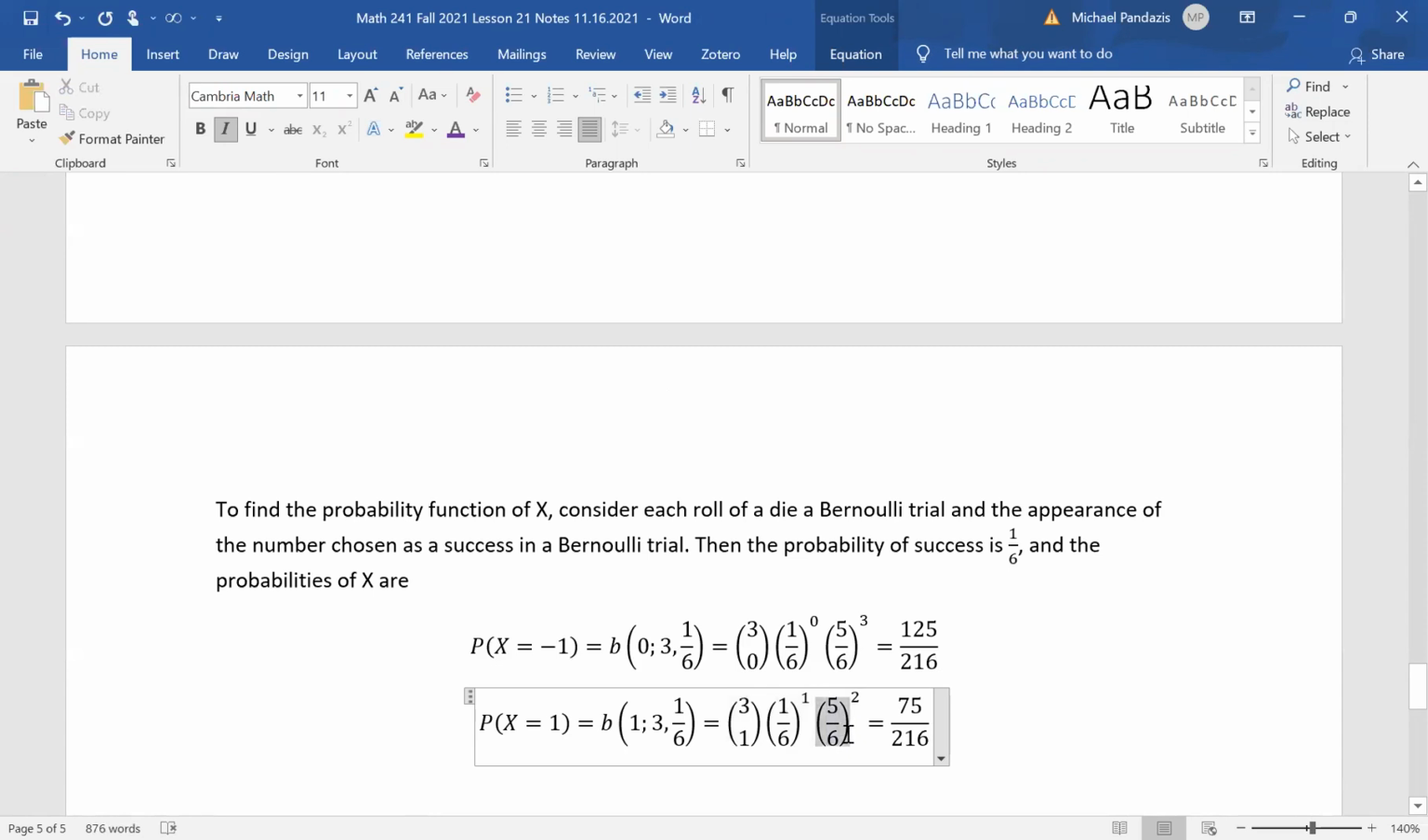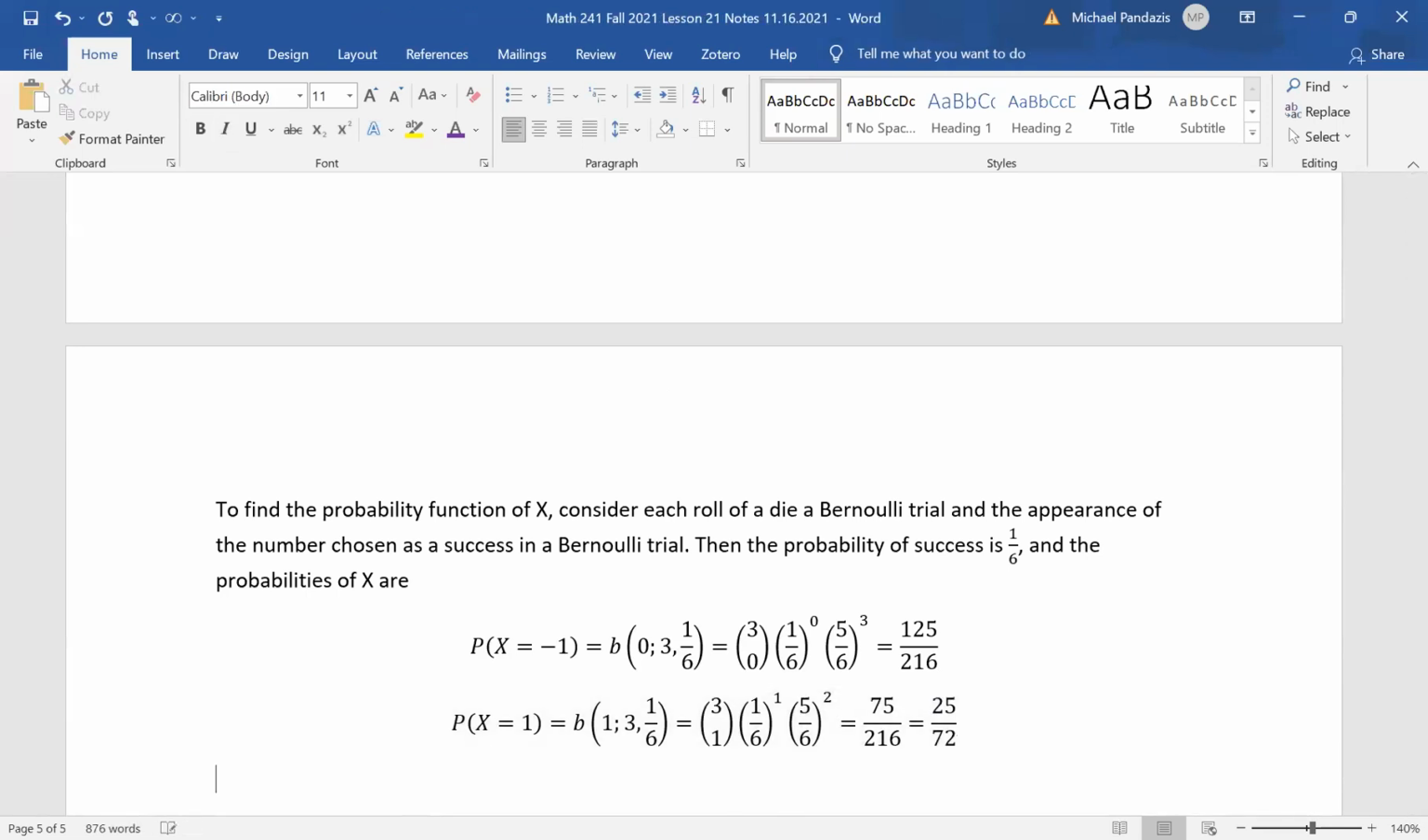That's 25, yeah, so it's 25 over 36. You could simplify this fraction. You would get 25 divided by 72. Okay, so 1/2 times 5/6 squared is 1/2 times 25 over 36. That's 25 over 72. Okay, so that's in simplest form.